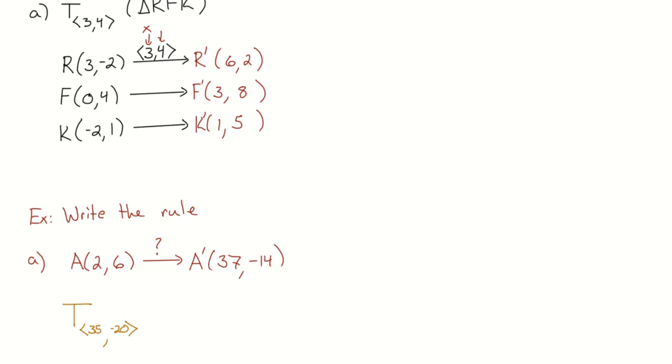Cool. If we know where we start and where we end, all you have to be able to do to get these is just take the difference, right? How far do we have to move? 37 minus 2 is 35. Negative 14 minus 6 is negative 20. We're done. We can write the rule super easily.